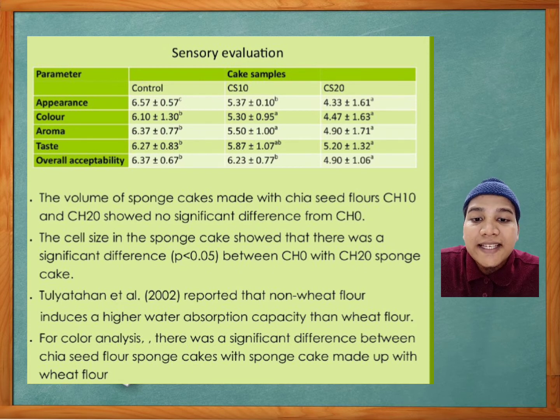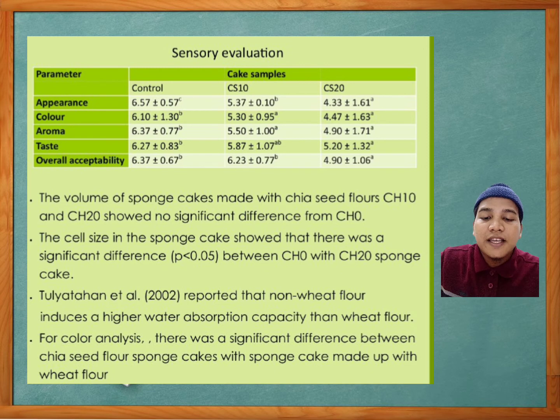Next, for aroma, most panelists also preferred control compared to cake supplemented with chia seed flour. This is because chia seed flour has an unfavorable aroma. Next, for taste, most panelists preferred control and CS10 compared to CS20. And lastly, for overall acceptability, most panelists preferred control and CS10 as the best compared to CS20.